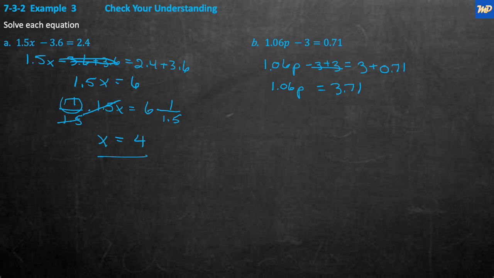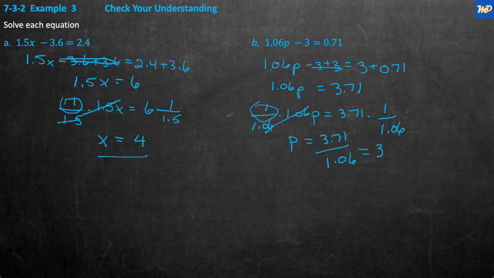So if we divide both sides by 1.06, or multiply by 1 over 1.06, the reciprocal, 1.06p is equal to 3.71 times 1 over 1.06. These cancel. You're left with just a 1. So p is equal to 3.71 divided by 1.06. P is equal to 3.5.